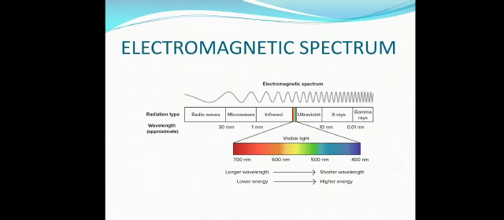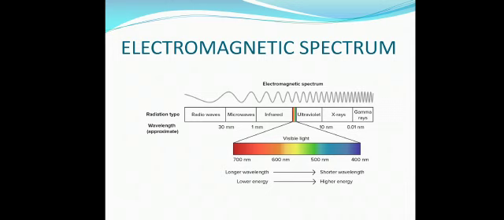Let us start. The first topic here is electromagnetic spectrum. What is the electromagnetic spectrum? It is the arrangement of different types of electromagnetic radiation in increasing order of their frequency or decreasing order of their wavelength. What are electromagnetic radiations? These are radio waves, microwaves, infrared rays, visible rays, ultraviolet rays, X-rays, and gamma rays.